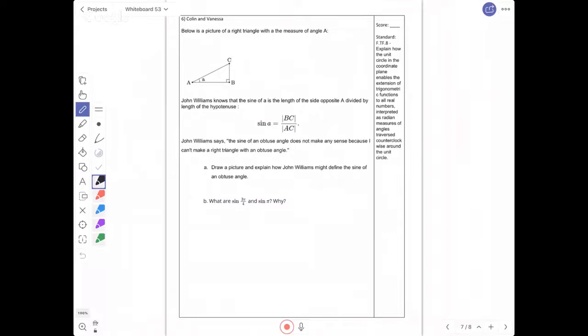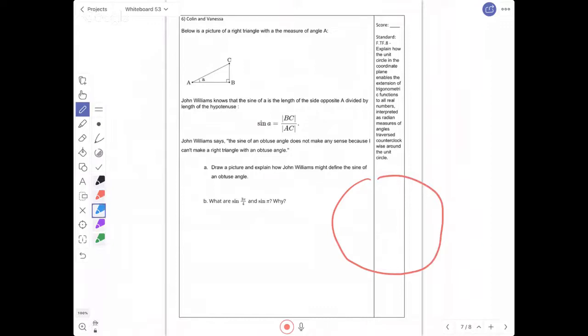Number 6 says, below is a picture of a right triangle with a measure of angle A. John Williams knows that the sine of A is the length of the side opposite A divided by the length of the hypotenuse. Sine of A equals BC over BAC. John Williams says, the sine of an obtuse angle does not make sense because I can't make a right triangle with an obtuse angle. Draw a picture and explain how John might define the sine of an obtuse angle.